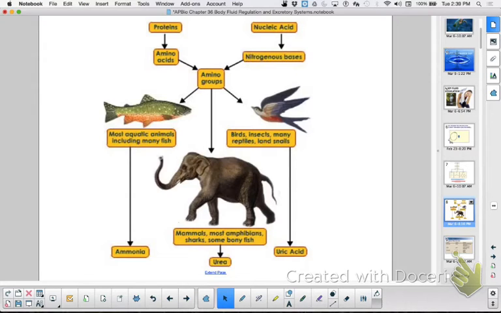All right, anyway, so we looked at ammonia in aquatic animals, and then we looked at mammals and amphibians that convert it to urea, and Chondrichthyes, those sharks, convert it to urea, and then uric acid by birds.